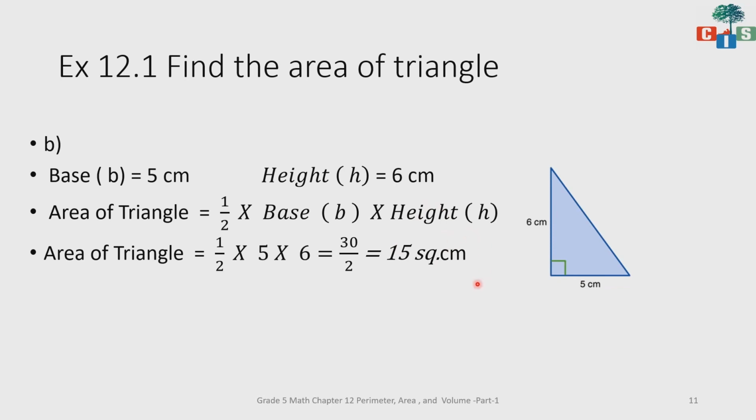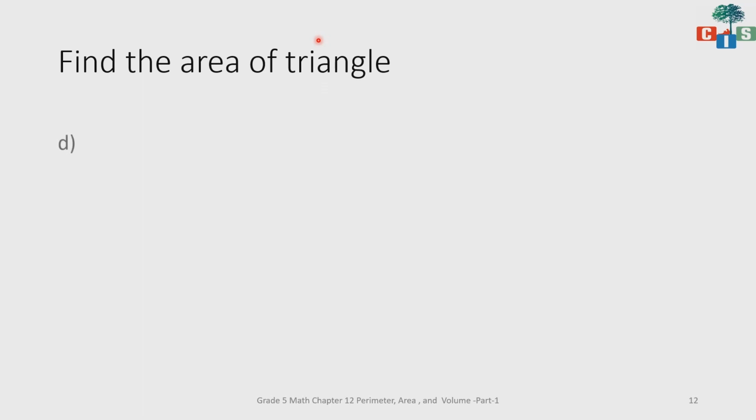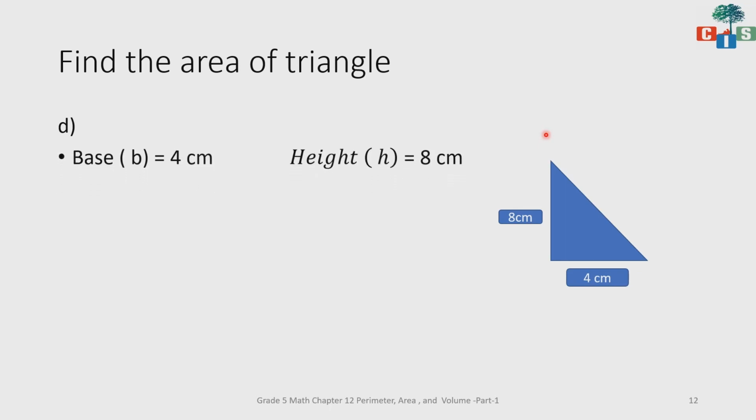Okay, scholars. Now we will see sum number D. Here we have sum number D and the given triangle is this. Here we have to find the area of this given triangle. Again, first of all, what do we need to do, scholars? We need to find base and height. So here we have base as 4 centimeter and height as 8 centimeter.